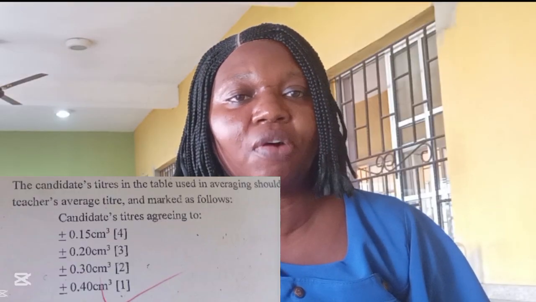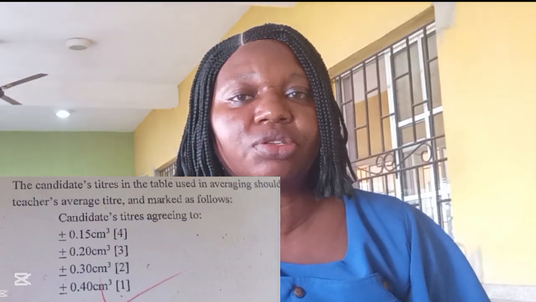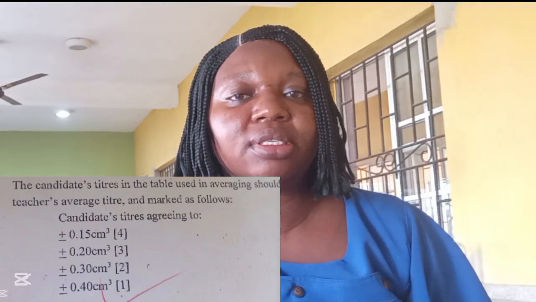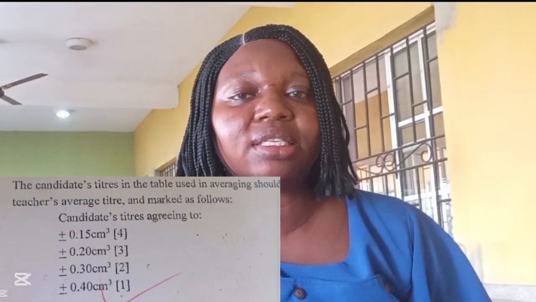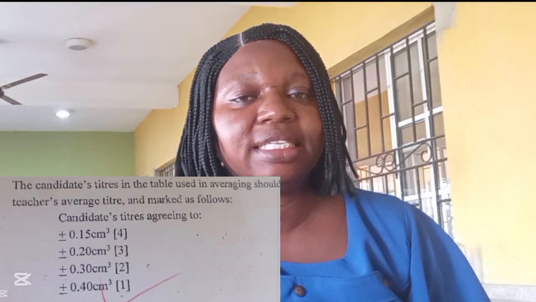So if your titration value tallies with your teacher's own, or it's not further than plus or minus 0.15, you have 4 marks. If it is plus or minus 0.2, you have 3 marks. Plus or minus 0.3, you have 3 marks. And plus or minus 0.4, you have 4 marks. Anything above that is 0.